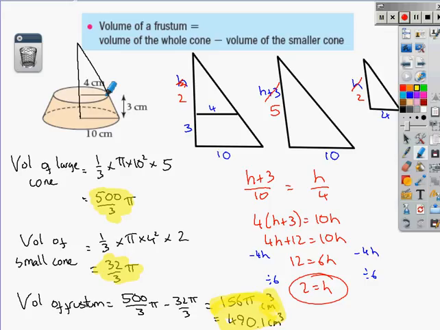We did that by forming similar triangles, which we got over here. Using our theories of similar triangles, we found that h plus 3 divided by 10 is equal to h divided by 4. Solve that, we find out the height of the small triangle is 2, and therefore the height of the large triangle is 5. From that we were able to then work out the volume of the large cone, using our theorems of cones, and the volume of the small cone, and therefore the frustum is equal to the large cone minus the small cone, which we get 156 pi, or 490.1 centimetres cubed. So that's the first part.